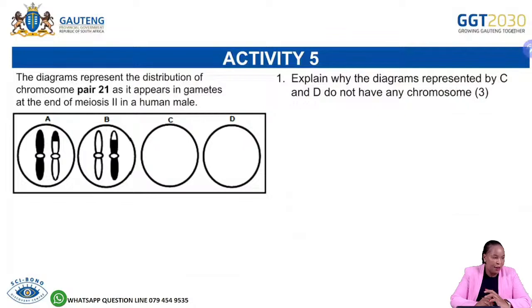Then activity 5. This diagram represents the distribution of chromosome pair 21, as it appears in gametes at the end of meiosis 2 in a human male. Very important: this information tells you what numbers of chromosomes you can write, because if it says human, you know you are working with 46, 23, then 47, 46.